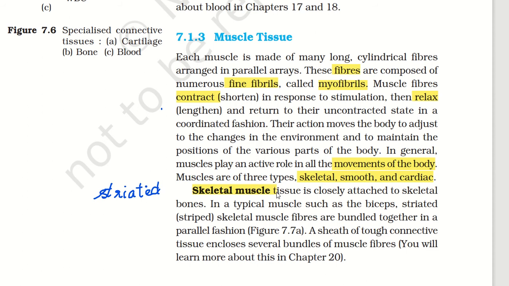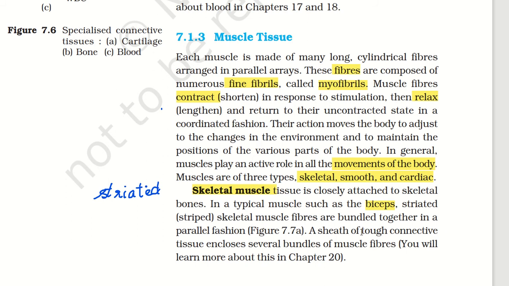Because when you see under a microscope, you can see certain dark and light lines. The striations we can see. Because we can see the striations, which appear as dark and light bands, these muscles are called striated muscles. We can see these in the bicep muscles. So bicep muscles have skeletal muscles.